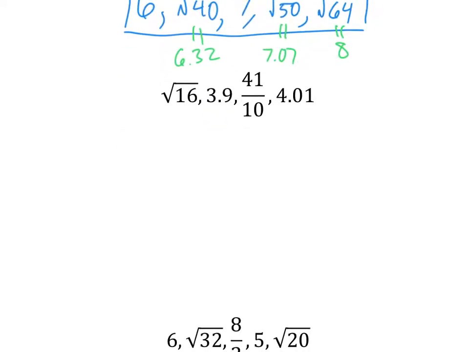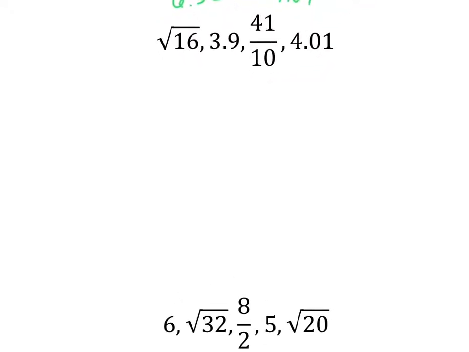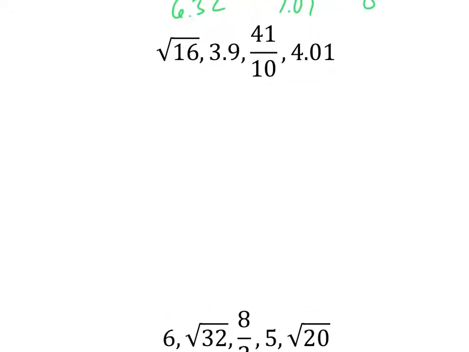Let's look at this next example. Here we have the square root of 16, 3.9, 41 divided by 10, or 41 tenths, and 4.01. This one's going to be a lot harder to write into square roots, so let's write them all as decimals so that we can compare them. The square root of 16 we know is equal to 4. That's a perfect square. 3.9 is already in decimal form.